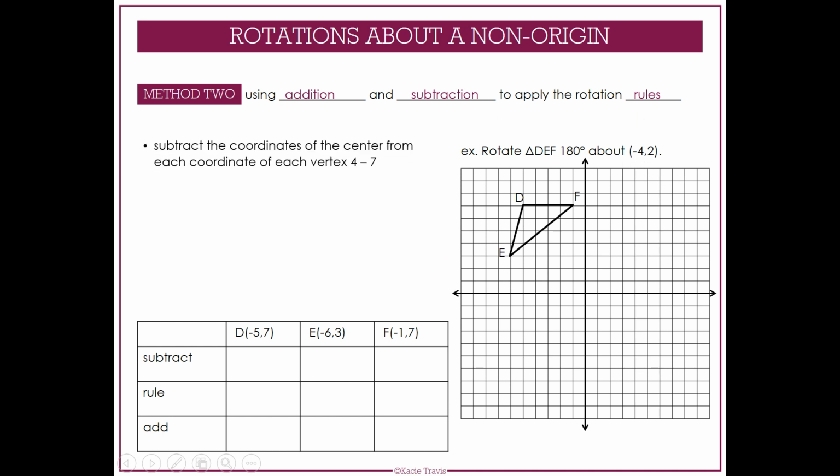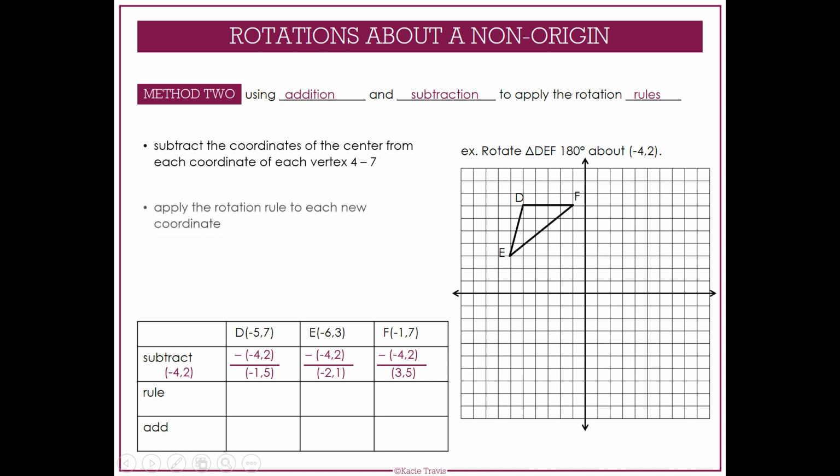So first what we do is we're going to subtract the center point from each of our points on our shape. So these are our points D, E, and F, and we're going to subtract negative 4, 2 from each of them. So once I do that, that's going to give me these points as if they were inside of the coordinate plane and we were rotating around the origin.